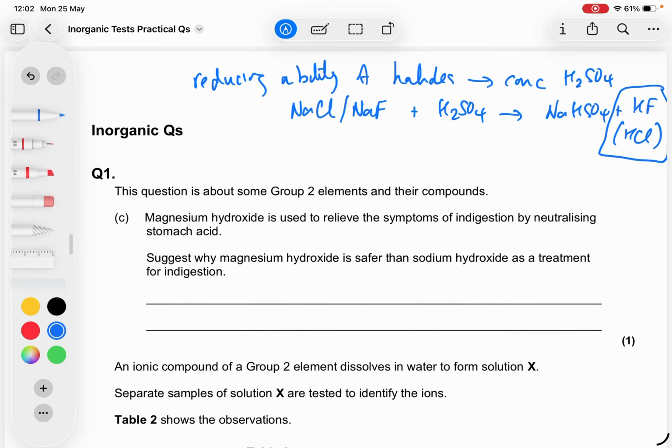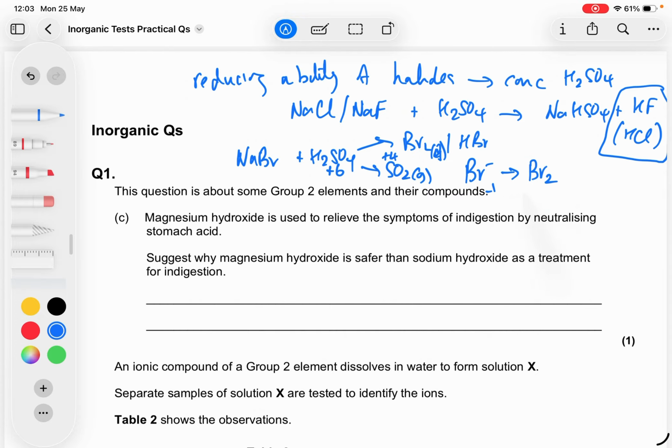However, when sodium bromide reacts with sulfuric acid, you'll get bromine produced as well as HBr, but the main observation is bromine, which is an orange-brown vapor, and sulfur dioxide produced. So the sulfur in sulfuric acid is reduced from +6 to +4, and the Br minus is oxidized from -1 to 0.